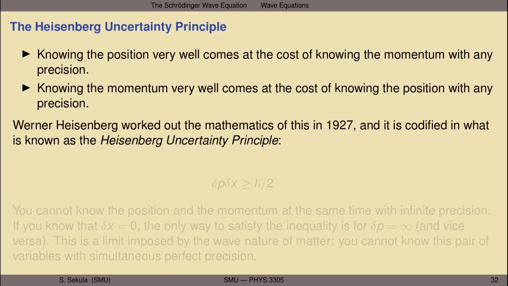Heisenberg codified the relationship between the certainty or uncertainty of our knowledge in momentum and the uncertainty of our knowledge in position in what is known as the Heisenberg Uncertainty Principle. And it's a very definitive statement, albeit an inequality. It says that the uncertainty in the knowledge of momentum, delta p, times the uncertainty in the knowledge of position, delta x, must always be greater than or equal to h bar, the reduced Planck's constant, divided by 2.